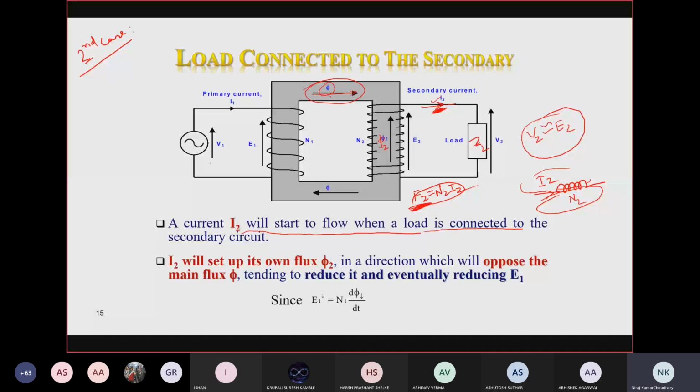So for F2 to be in a direction opposite to the flux phi, the current I2 must leave this terminal. Suppose if we represent this terminal by A and this terminal by B, तो ये होगा A टर्मिनल को लीव करना चाहिए और B से इंटर करेगा. ठीक है. So the secondary MMF F2 is opposite to the flux phi. So it will tend to reduce the mutual flux phi.